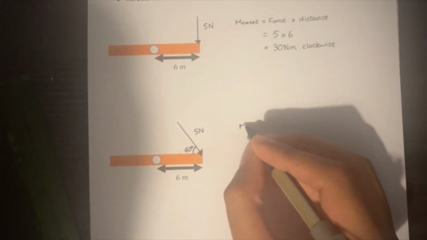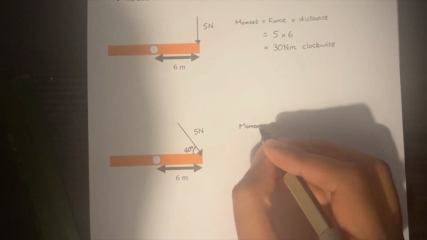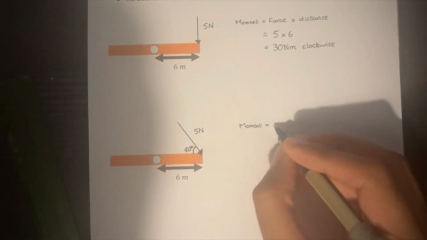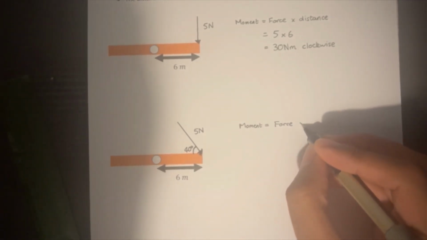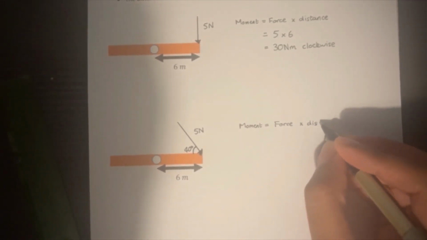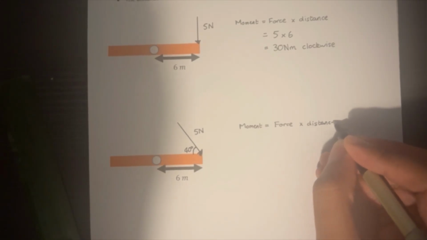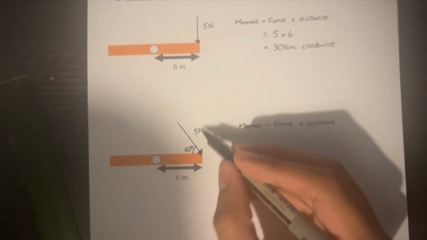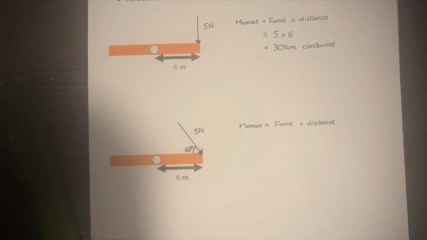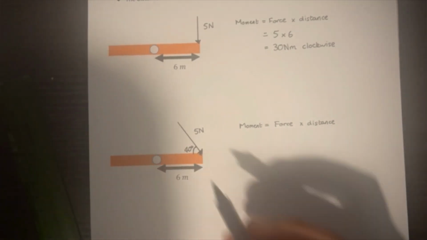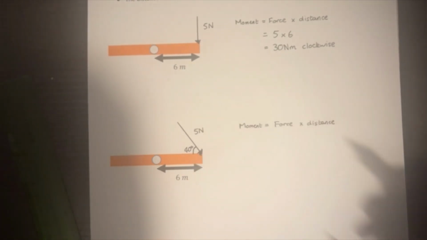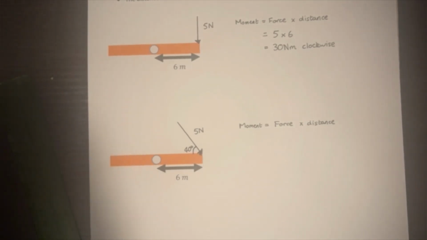So our moment is going to be the force times the distance. However, rather than it just being this 5, we need to consider the component of that force which is acting in the direction perpendicular to the rigid body.